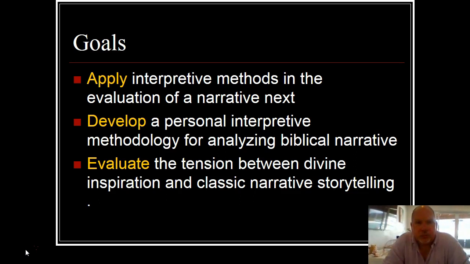Okay, so on to week two. Our goals this week are to apply interpretive methods in the evaluation of a narrative text. So we're now going to begin to look at what could be called stories. In scholarship, we call them narratives because story has a connotation of not being true. Narrative has the connotation of being true. So we call them a narrative text as opposed to a story, but either term really applies. And we're going to look at how, as scholars, we should interpret them and analyze them.